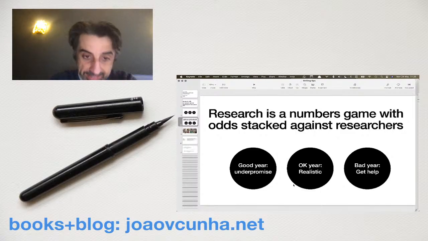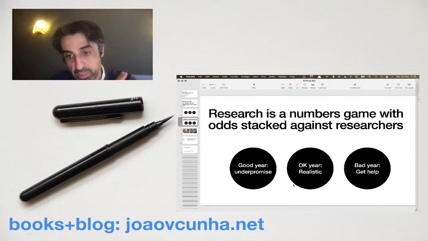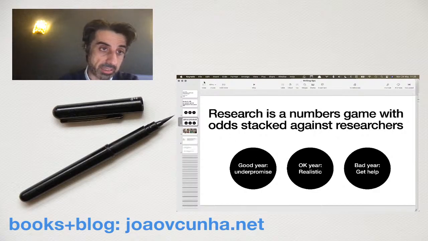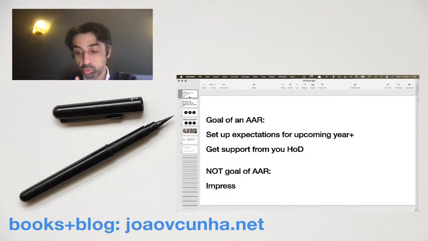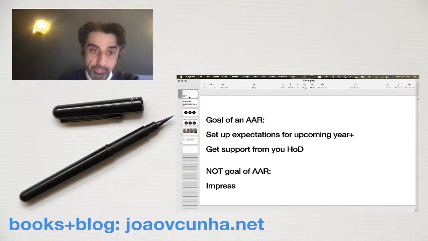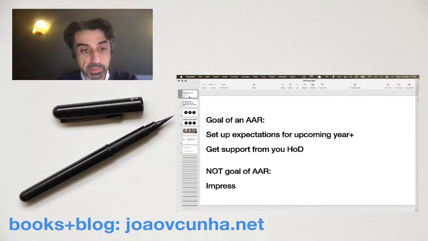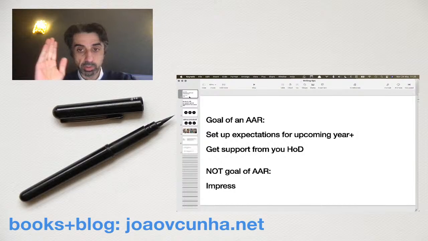So in a bad year, get help. Most heads of department are happy to help. Most schools are happy to help and accommodate, but just make sure that you flag this. Again, do not try to impress. That's not the goal. Nobody's going to read an annual activity report to see how well you did. They'll read the part about your publications. That's how you impress. For everything else, you're just managing expectations and getting support. Good? So that's it.